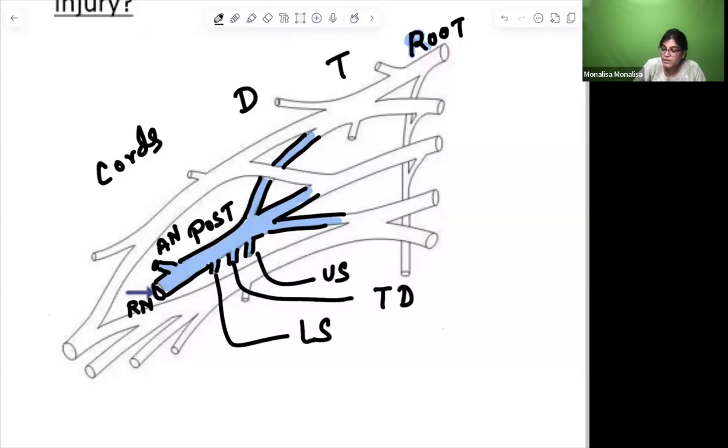This is the thoracodorsal nerve. So how can we identify the branches? By the mnemonic, rats in the upper and lower cell. Got confused with the blue color word. Okay, no worries.